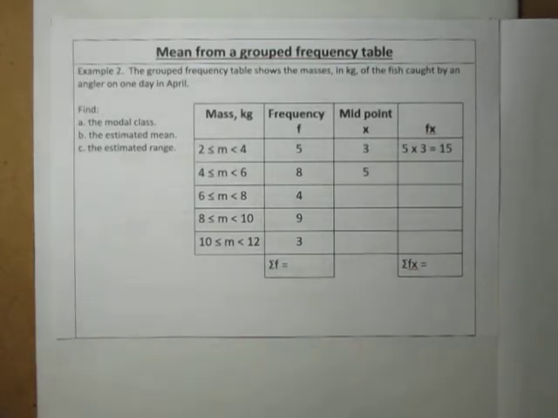And looking at this example, the grouped frequency table shows the masses in kilograms of the fish caught by an angler one day in April. Find the modal class, the estimated mean, and the estimated range. Okay, so what we want to do then is, very much like the previous lesson, use the frequency table to find the summary statistics. In this case though, the frequency table has grouped data. So the modal class doesn't change a lot, okay? So the modal class, we're looking for the most common mass of the fish that were caught in April.